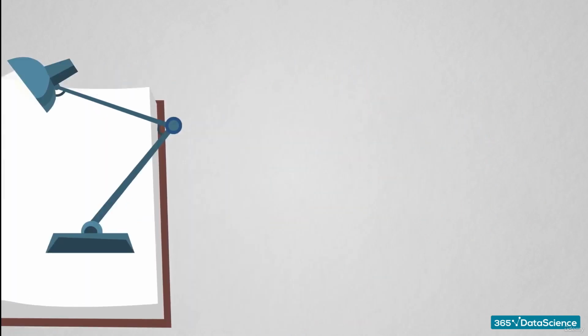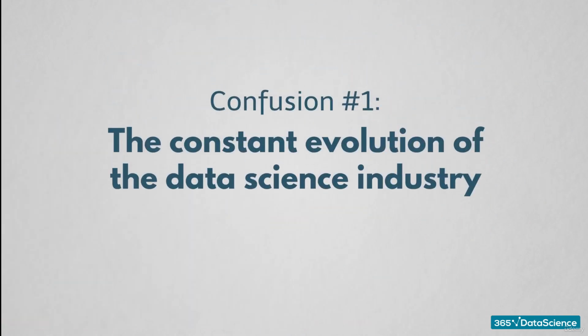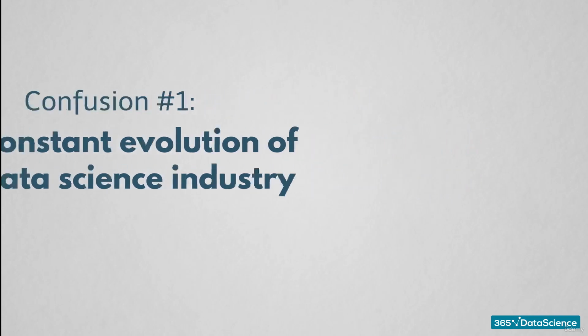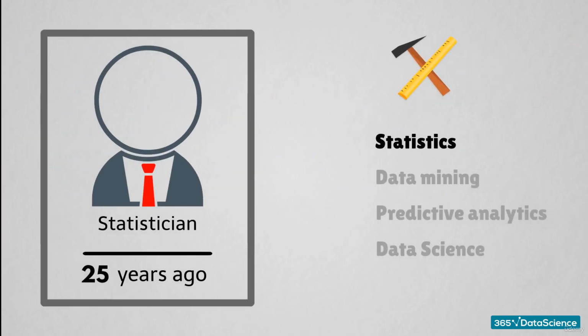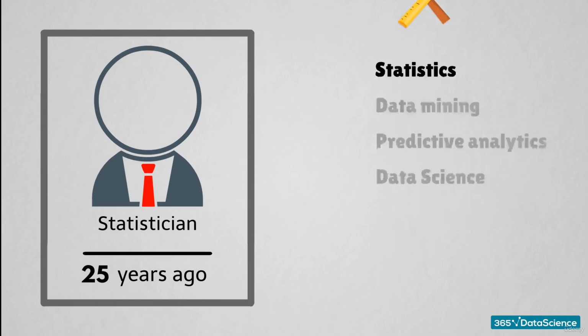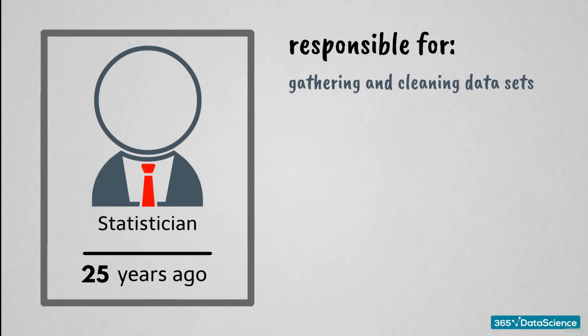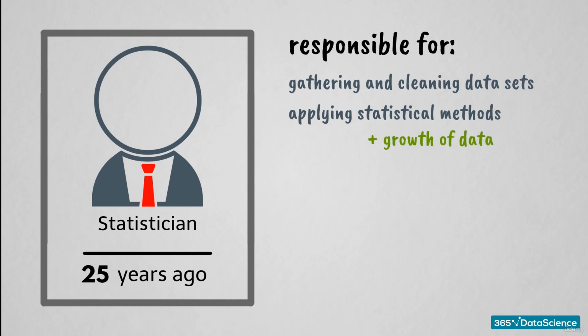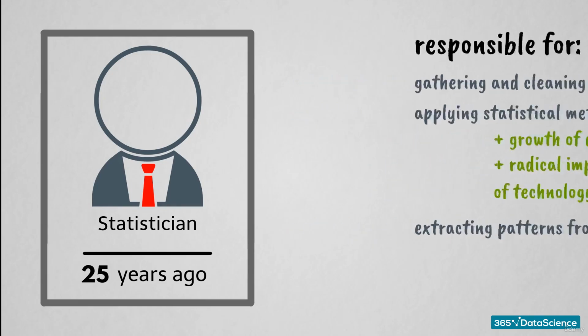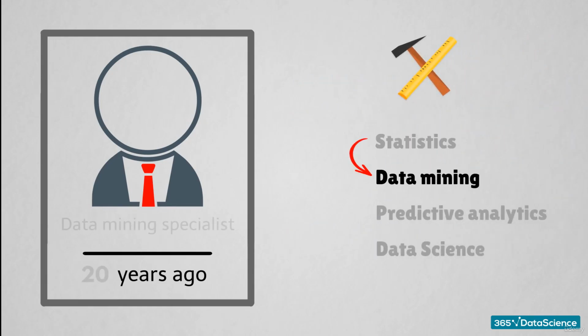One cause of this confusion is the constant evolution of the data science industry, and in turn, the meaning of these buzzwords. This complicates the situation a lot. For example, someone who had the title of statistician 25 years ago would have been responsible for gathering and cleaning data sets and applying various statistical methods to the data. After some years, however, with the growth of data and the radical improvement of technology, this statistician would now be required to extract patterns from data.